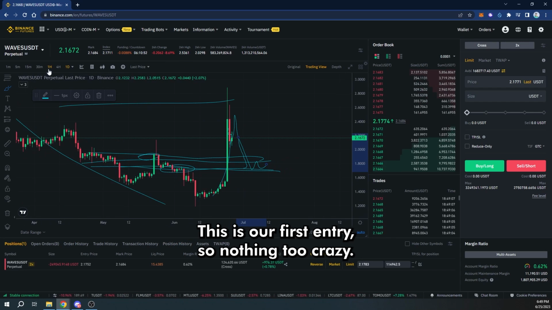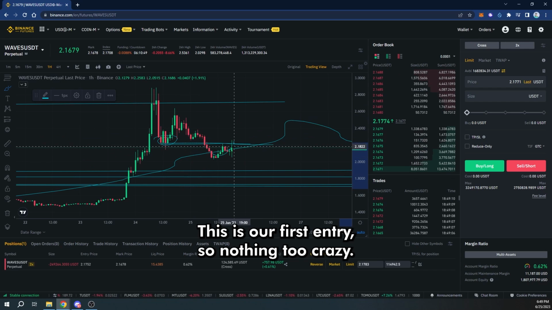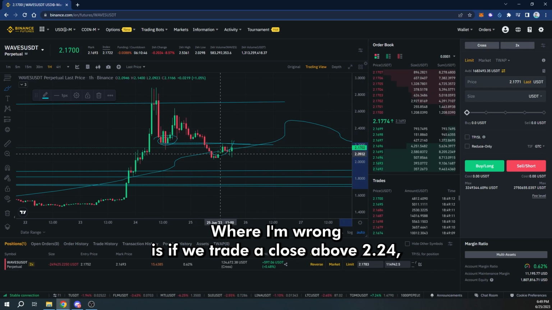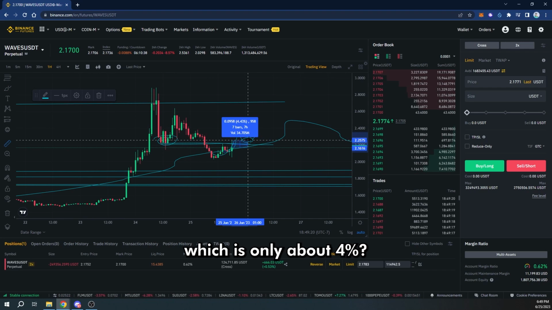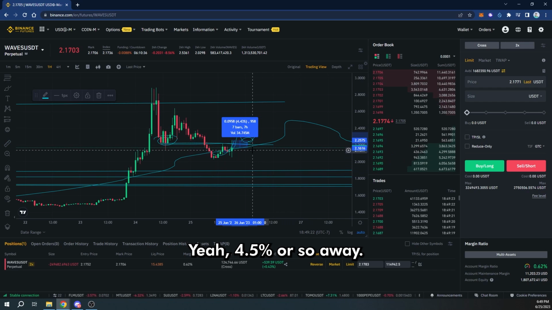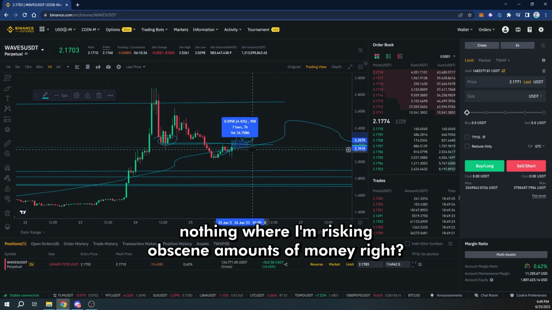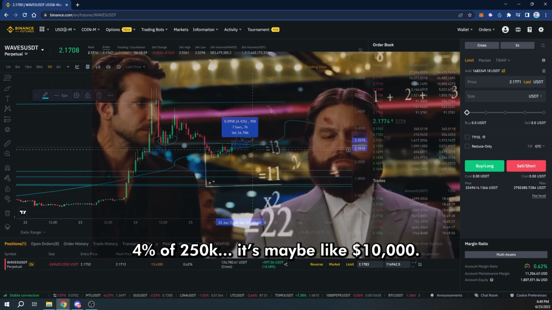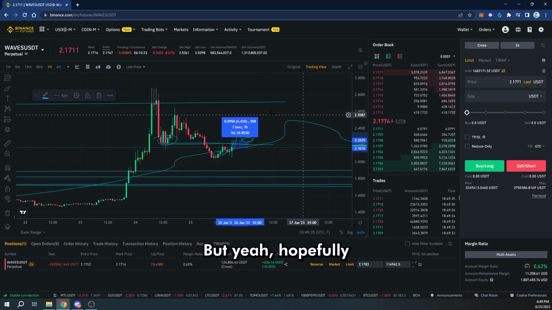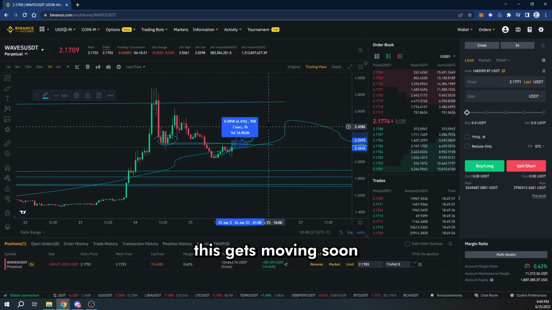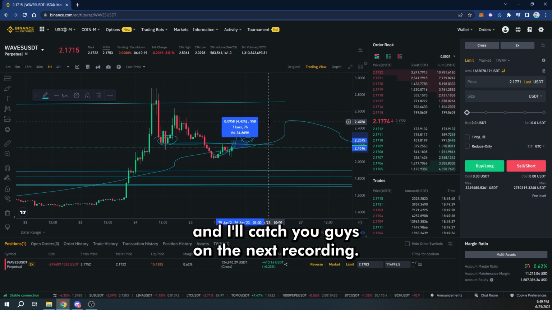This is our first entry, so nothing too crazy. It's going to be a waiting game from here. Where I'm wrong is if we trade and close above 224, which is only about 4.5% or so away. So it's nothing where I'm risking an obscene amount of money, right? 4%, 250K, to maybe like $10,000, nothing too crazy. But hopefully this gets moving soon and I'll catch you guys on the next recording.